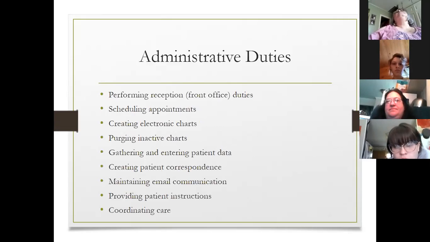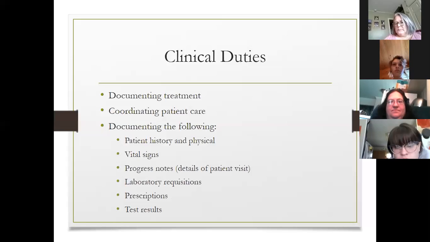Okay, here's some administrative duties. I'm not going to read through those. They're on there, right there. So I'll give you a second to read through those really quick. Okay, I'm going to move on.